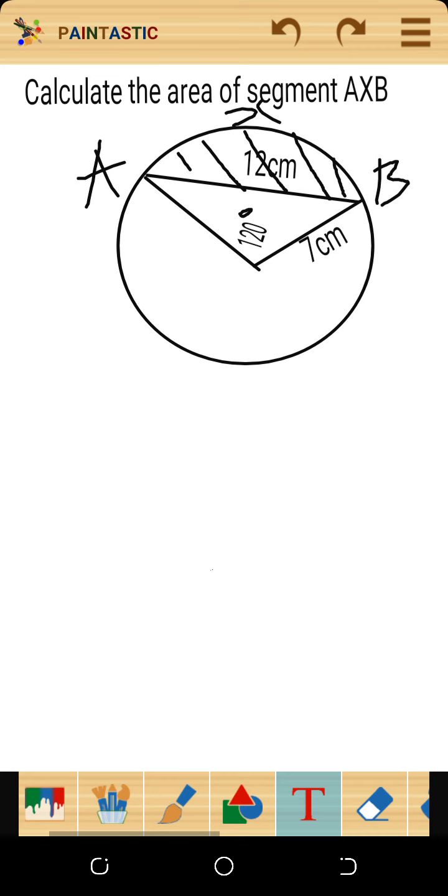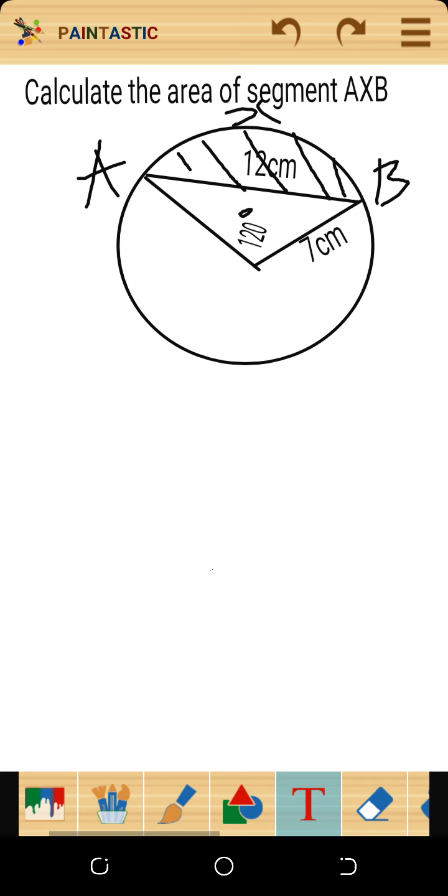So to calculate the area of the segment, is given by the formula area of the sector minus area of the triangle. So the first thing that I'm going to do, I'm going to calculate the area of the sector and the area of the triangle separate.